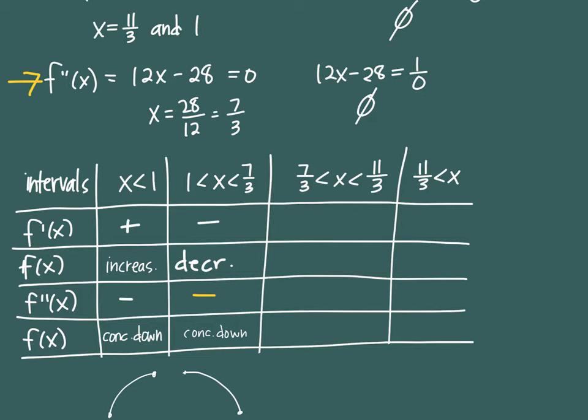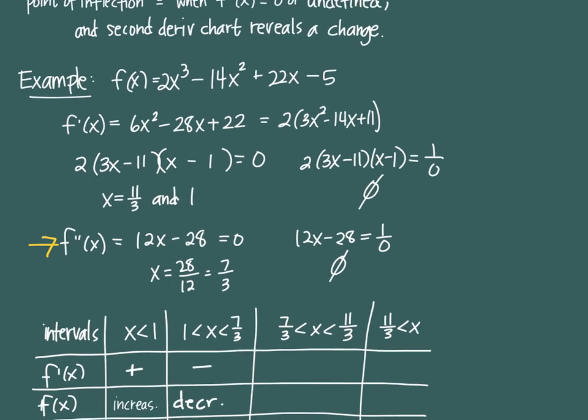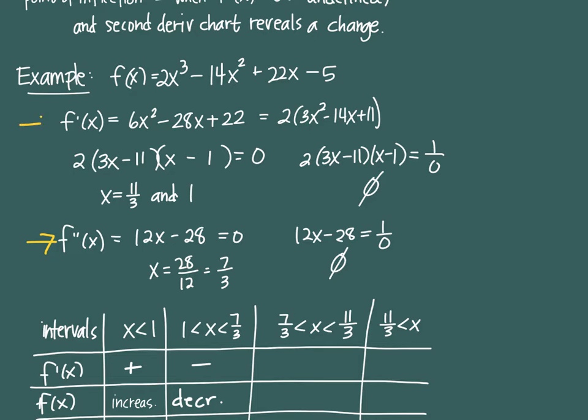Okay, let's see. Terry, can you pick me a number in the next interval? Something between 7/3 and 11/3. 3. Okay, great choice. All right, so we'll take the number 3 and we're going to test it in our first and second derivative. So we'll plug in 6 times 3 squared, which is 54, plus 22. So that's 76 minus 28 times 3. That's 84. That's going to be negative again.